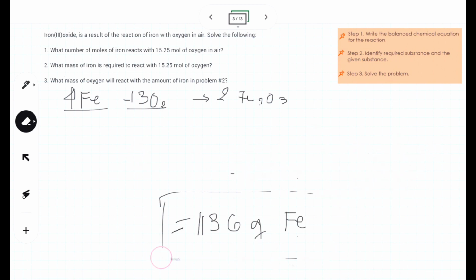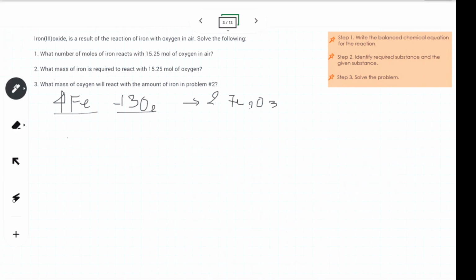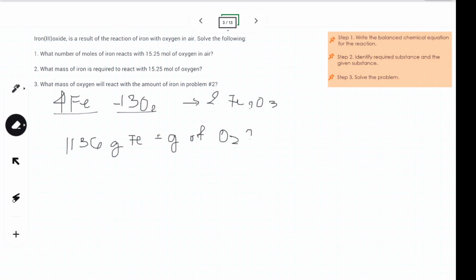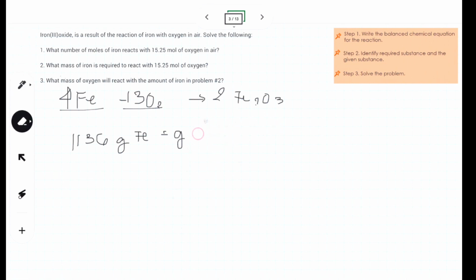Number 3. What mass of oxygen will react with the amount of iron in problem number 2? The mass we got on number 2 is 1,136 grams of iron, and we need to convert it to the mass of oxygen. First, we have to convert grams to mole. Do not forget to put the same unit opposite to each other so that you can cancel it.